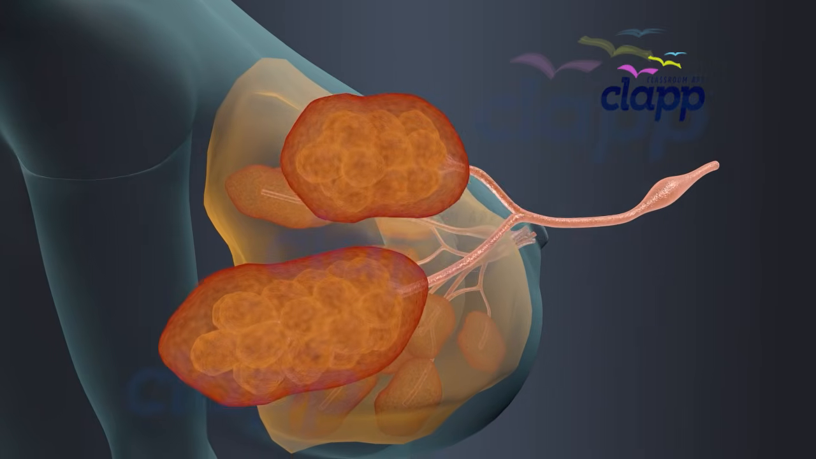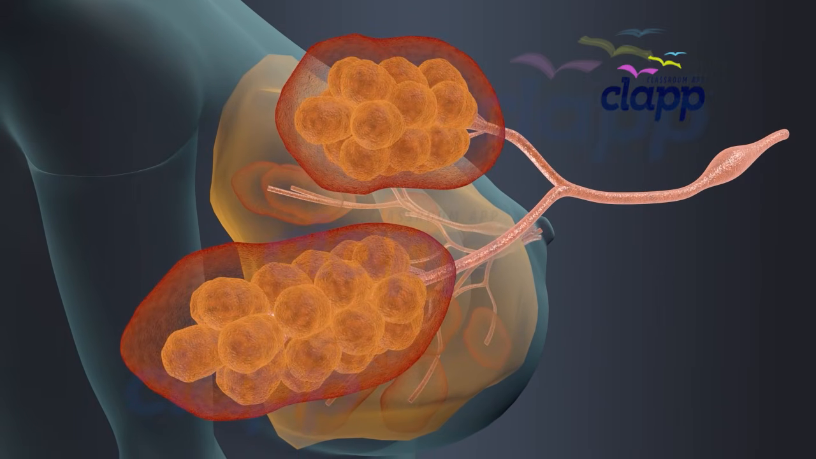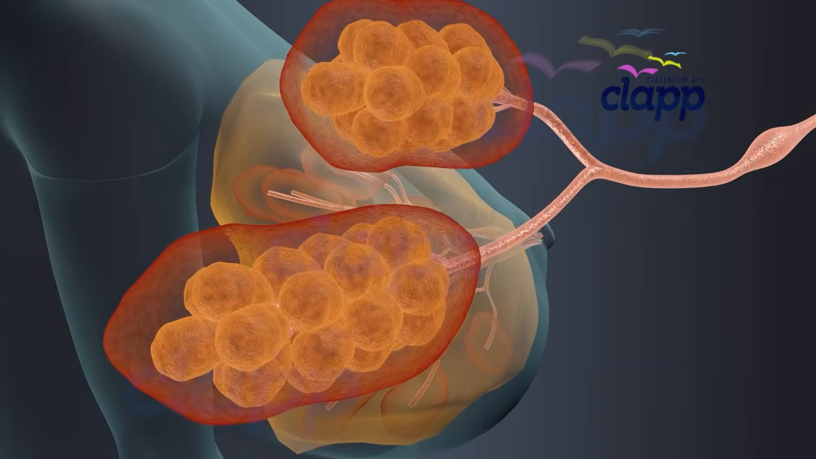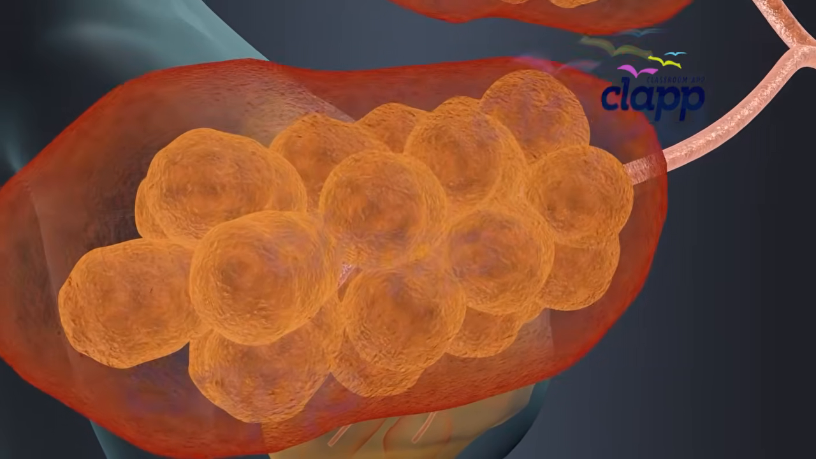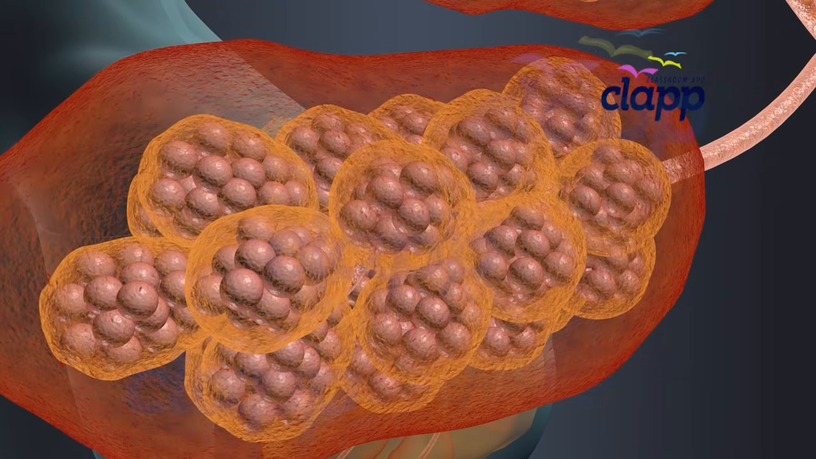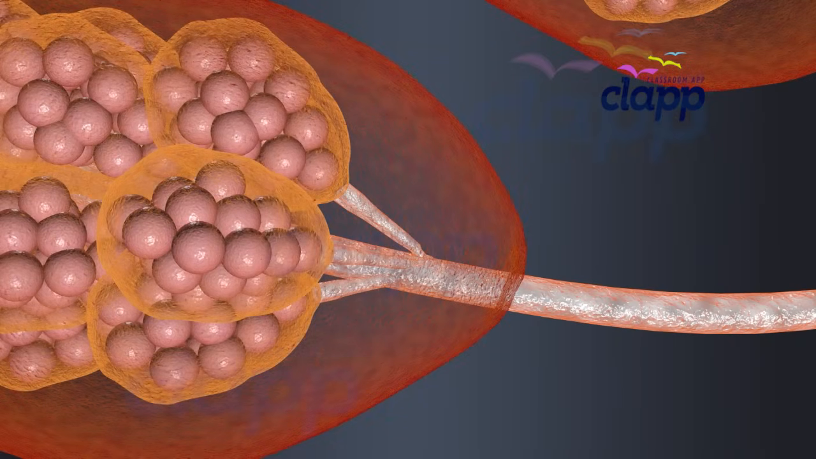Each lobe is made up of a number of lobules. Each lobule is composed of grape-like clusters of milk-secreting glands termed alveoli. These alveoli are responsible for producing milk. Mammary tubules connect alveoli with the mammary duct.